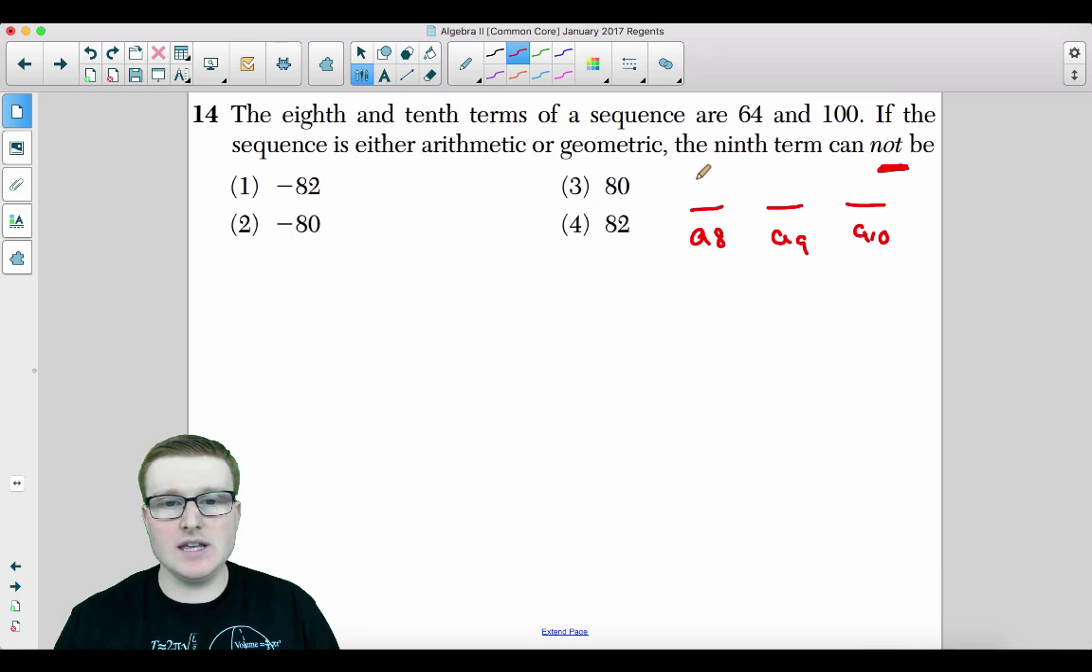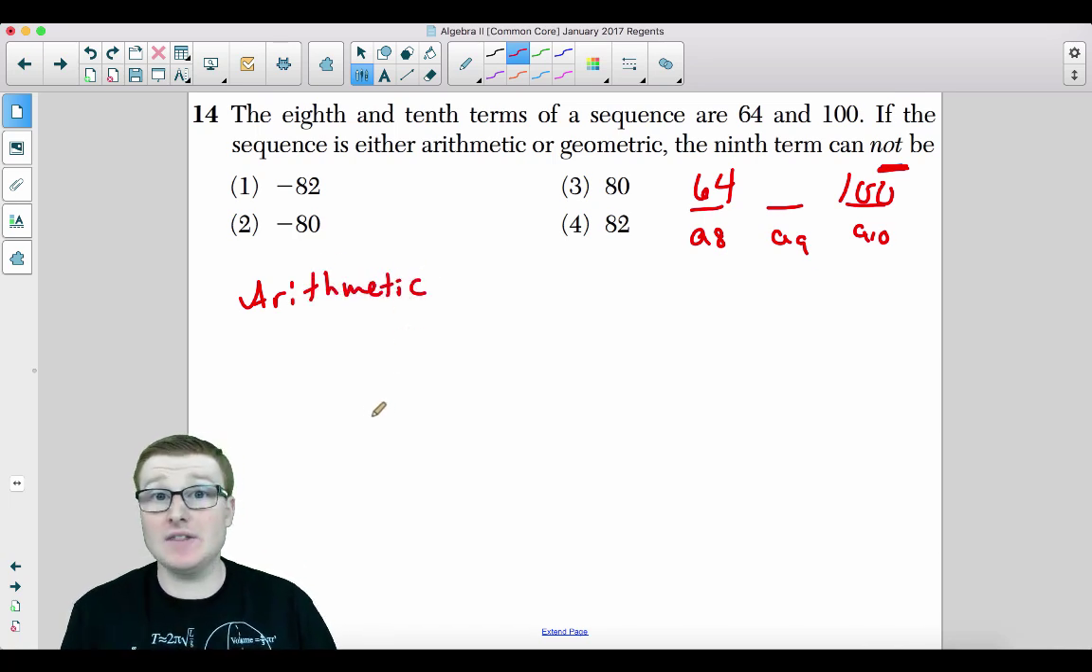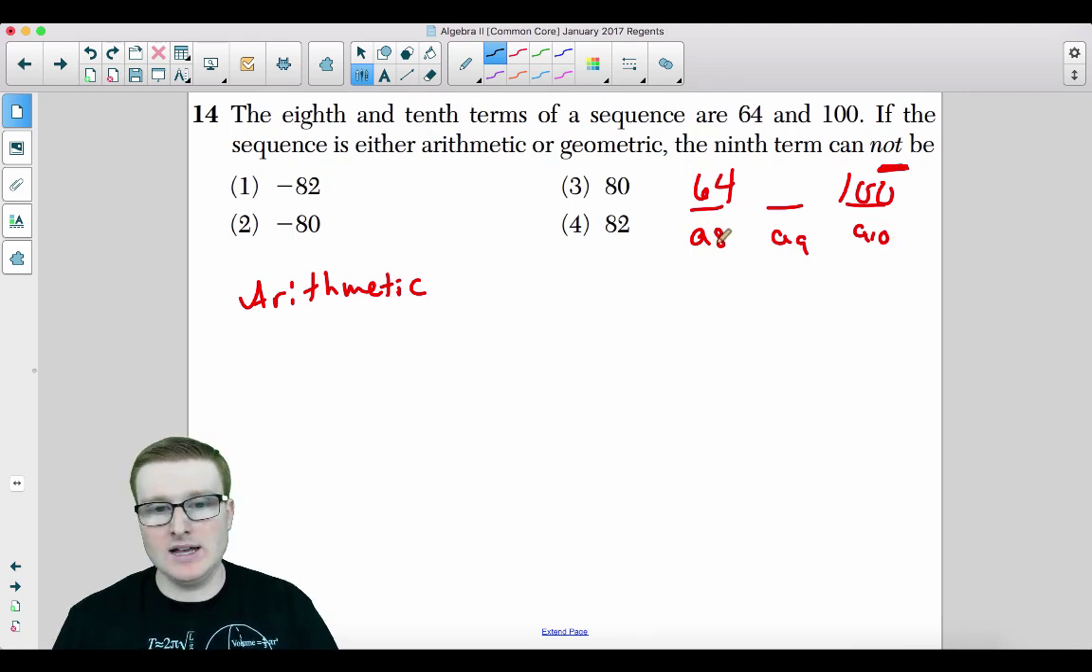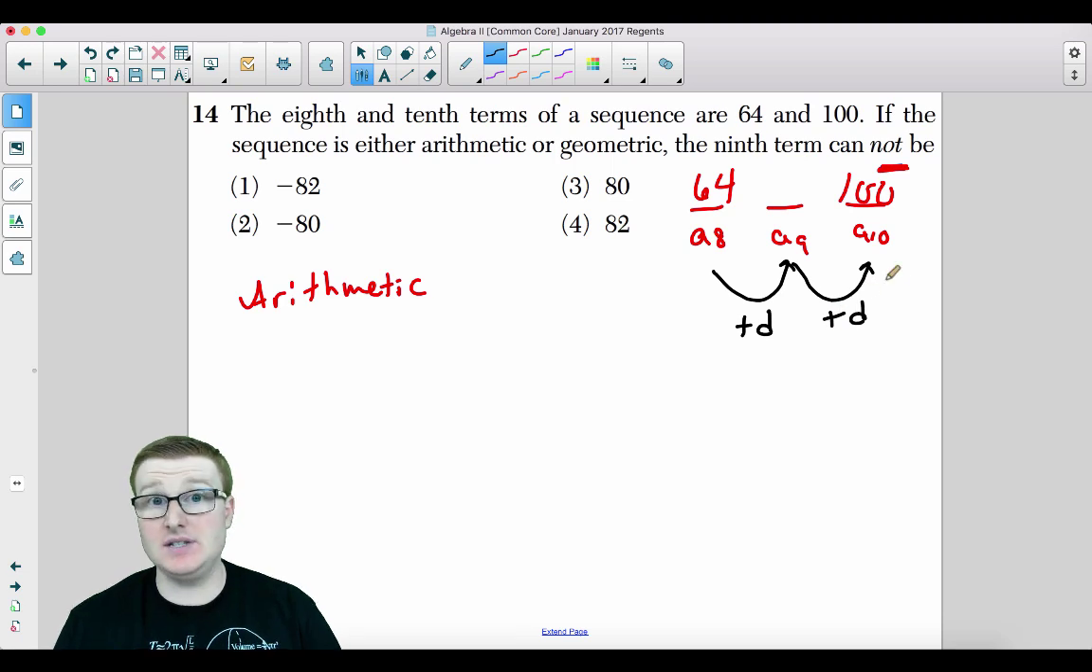Okay. They give you the 8th term, it's 64. They give you the 10th term, which is 100. Your goal is to find the middle term. Now, what if this sequence was arithmetic? Well, you need to find the common difference. And most teachers teach it differently. I teach it this way, okay? How do you get from 64 to 100 by adding a common difference? Well, to get from a sub 8 to a sub 9, you add by a common difference of d, whatever that d value is. Then to get from 9 to 10, you add by a common difference of d.